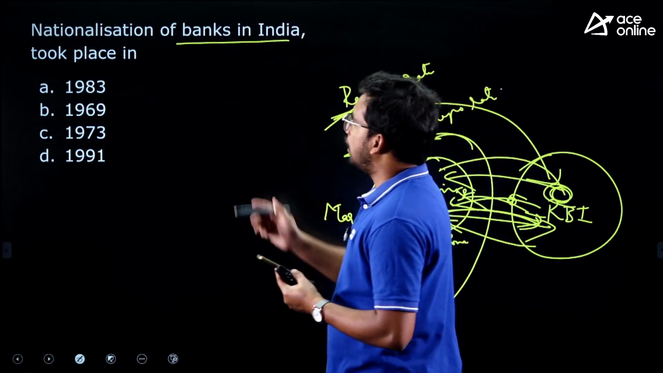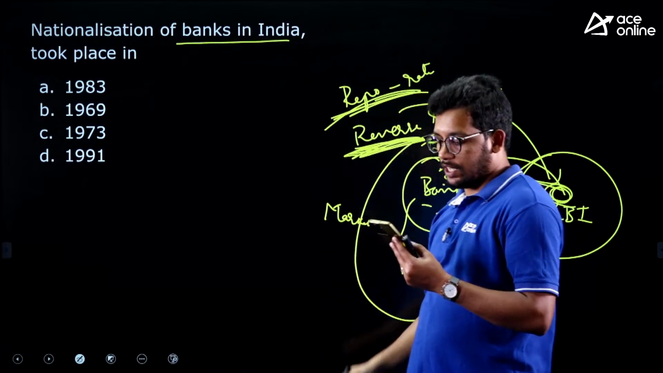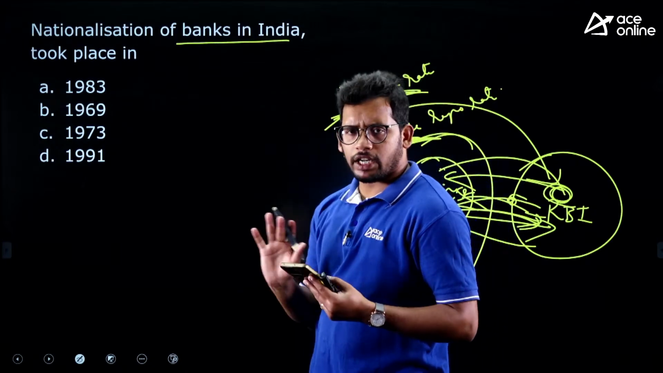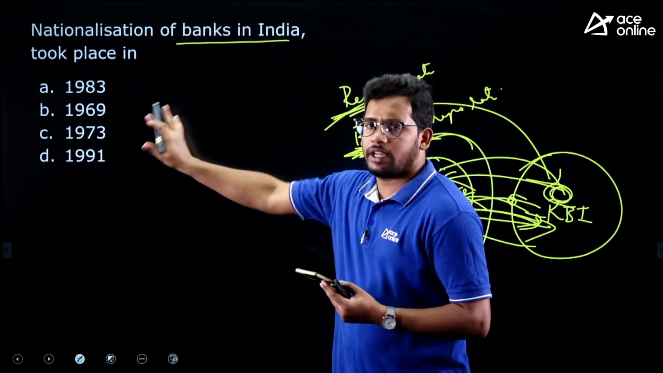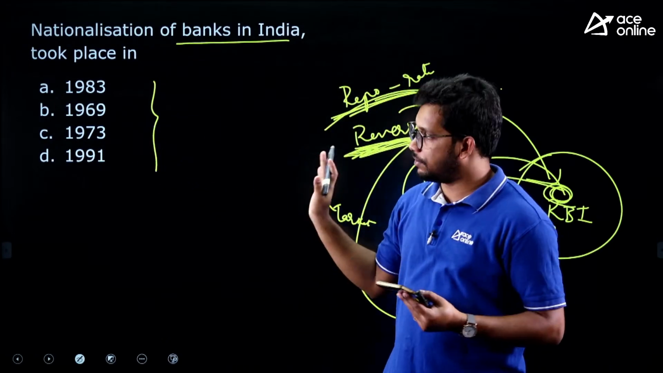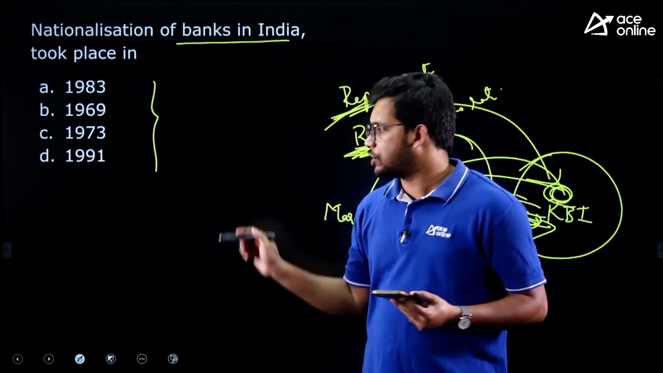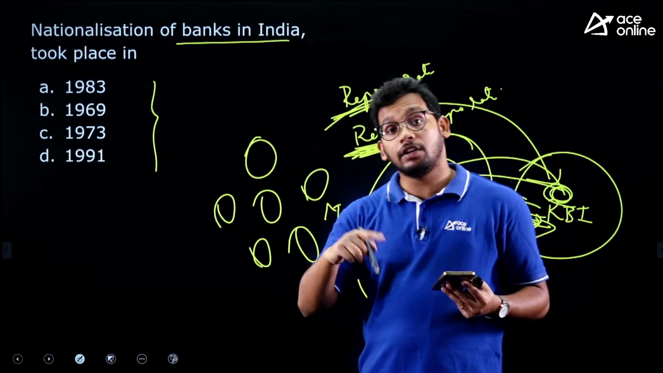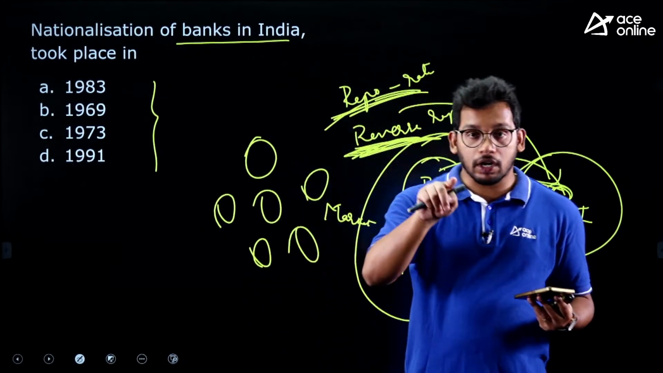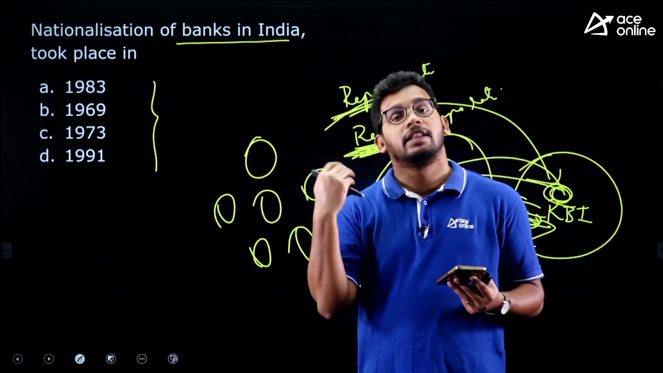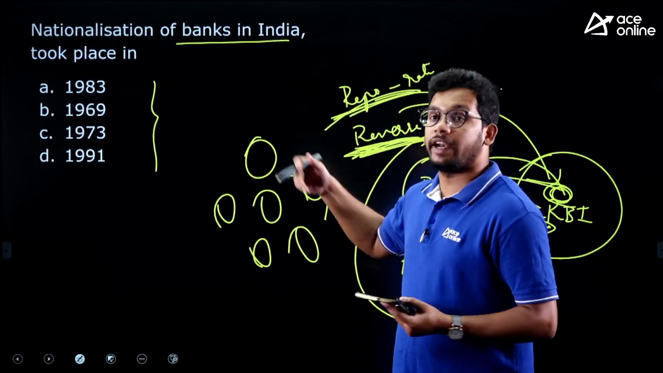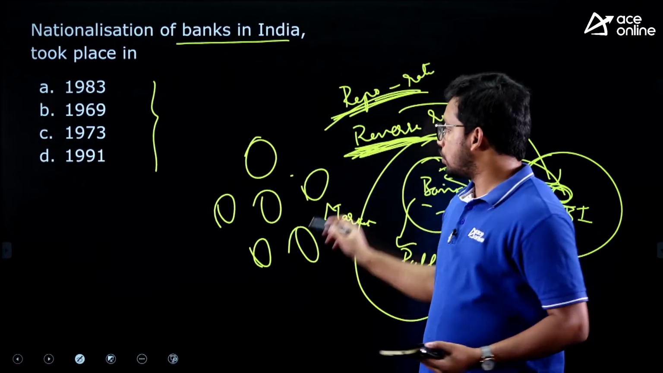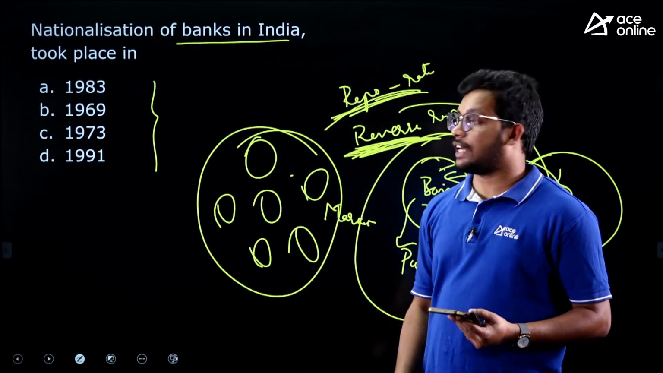Now the next question: nationalization of banks in India took place in which year? So I'll tell you the brief background. Almost all the banks were in private hands and they were giving loans indiscriminately. They were not giving loans to poor people, like agriculture loans. They were only giving to rich people. So it was becoming hectic for the government, and banks had to support poor people. So in these conditions, Indira Gandhi ji nationalized them.